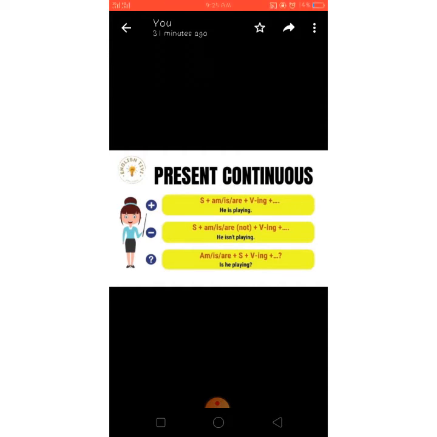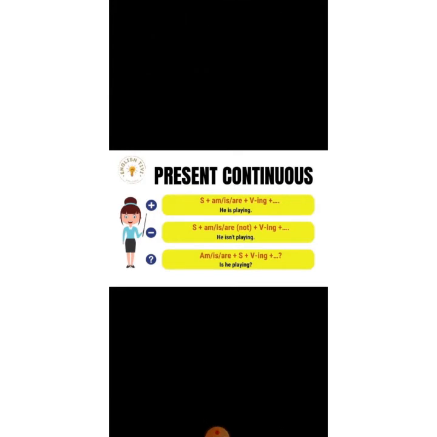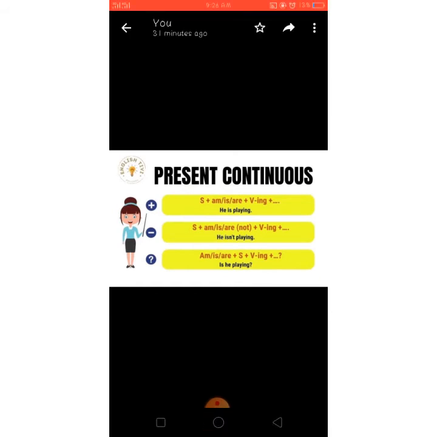Okay, verb ing tu kalau contoh kat situ playing lah. So, subjek dia he. So, sebab he is singular, seorang, dia guna is. He is playing. Okay, this is for affirmative sentence.